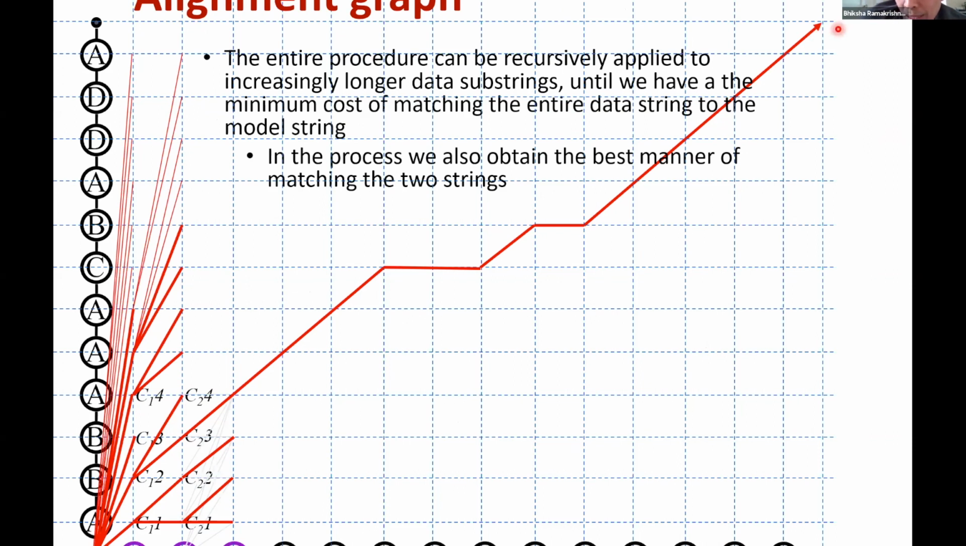When I come over here, I will eventually get the cost of aligning this final B to this final B. And that's going to be the cost of aligning this entire string to this entire string. In the process, I've also found out exactly how each of the symbols in the data string was matched to each of the symbols in the model string. That has also been computed. So I actually end up getting this little alignment graph as well. Now this is key. I'm going to build everything off of this.